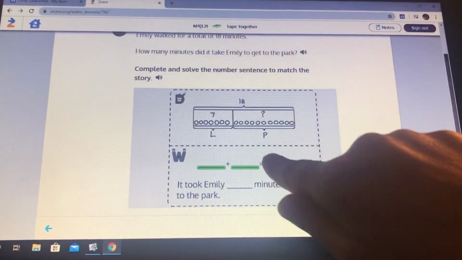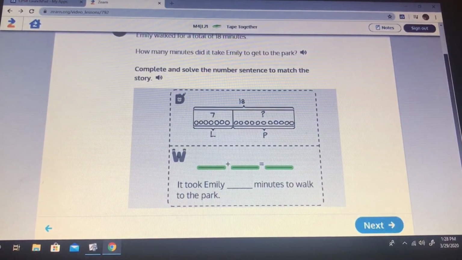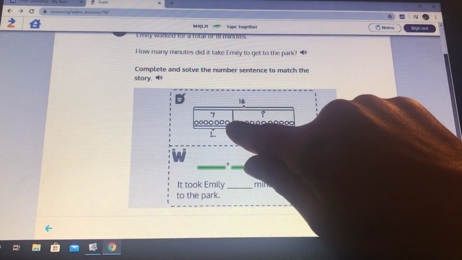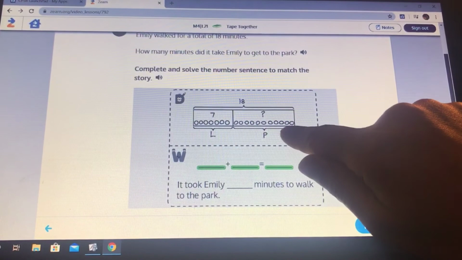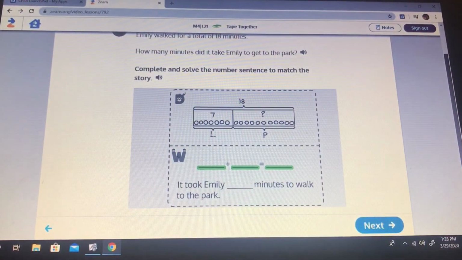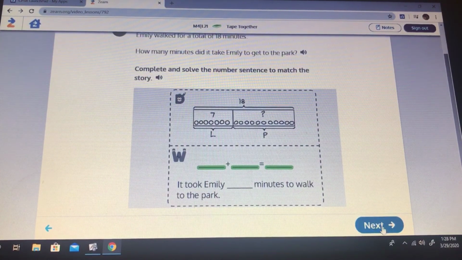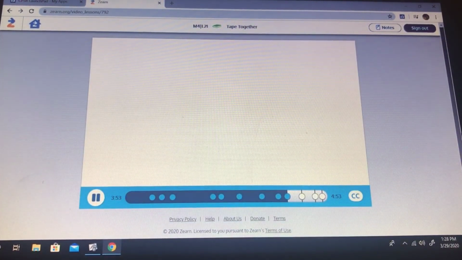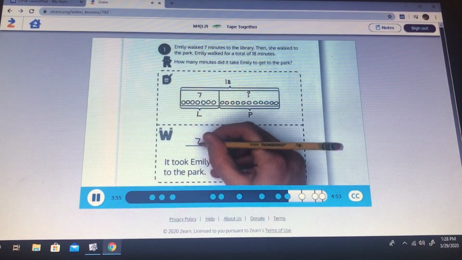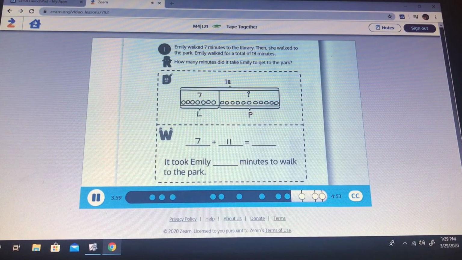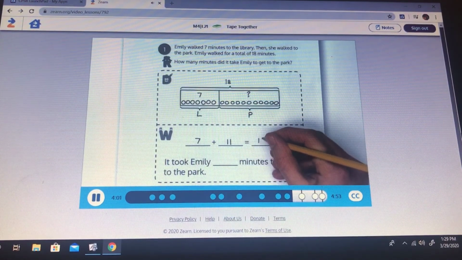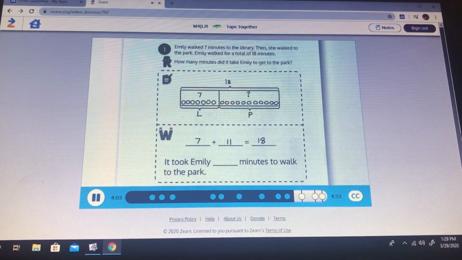So let's count these and see. 1, 2, 3, 4, 5, 6, 7, 8, 9, 10, 11. So your problem should read 7 plus 11 equals 18. 7 minutes to the library and 11 minutes to the park equal 18 total minutes. Let's draw a box around 11 since that was our mystery number.